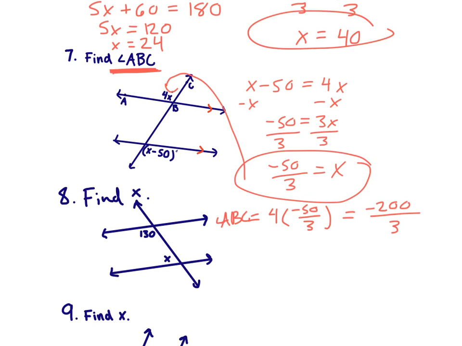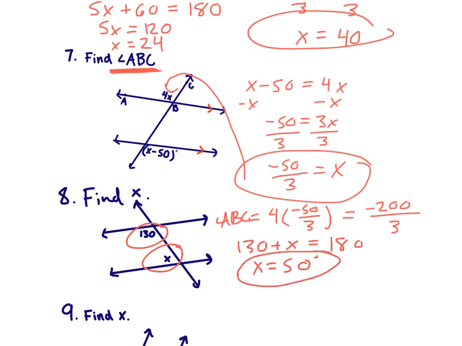Dylan, what'd you get for number 8? I got x equals 50. X equals 50. Because these two are same side interior, so they add to equal 180. Perfect. So x is equal to 50.